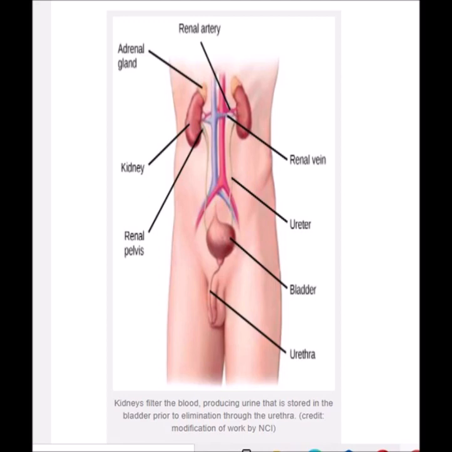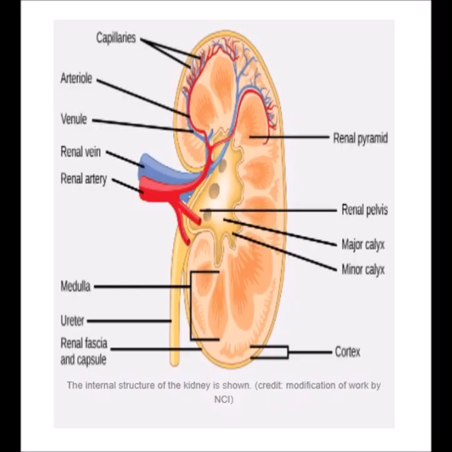The structure of the kidney. Looking at the kidney externally, the kidneys are surrounded by 3 layers. The outermost layer is a tough, connective tissue layer called the renal fascia. Fascia is F-A-S-C-I-A. The second layer is called the perirenal fat capsule, which helps anchor the kidneys in place. The third and innermost layer is the renal capsule.